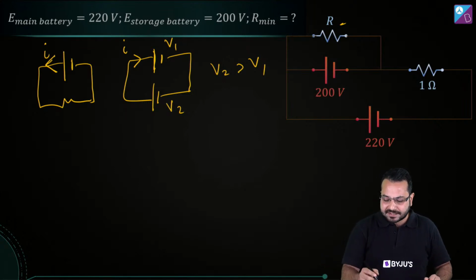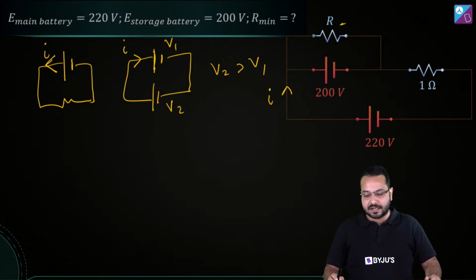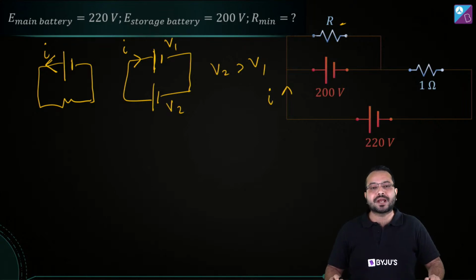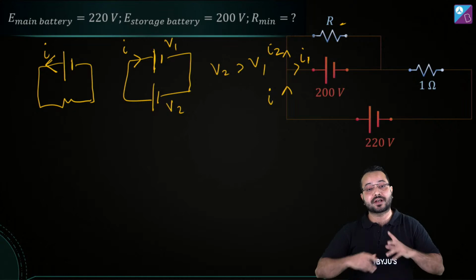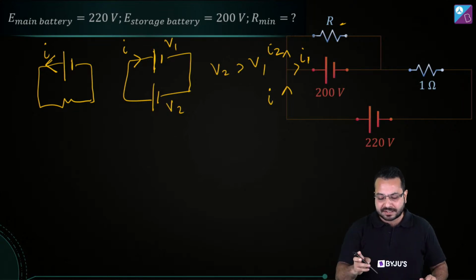Okay, let's say there is a current I coming over here in the circuit. Now we see that this current is going to get divided. So let's say this is I1 and let's say this is I2. Is that correct? Okay, so the current is going to get divided into I1 and I2.